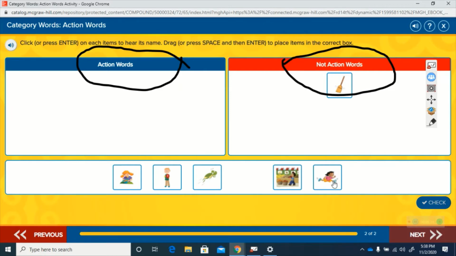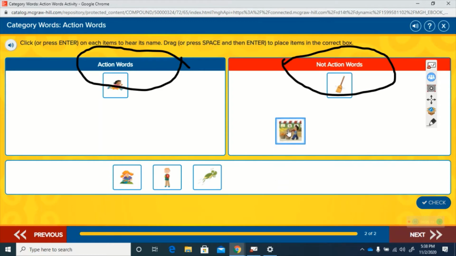What about this one? Run. Is that an action? Is that something we do? Yes, it is an action word. Market. Market is not an action word.